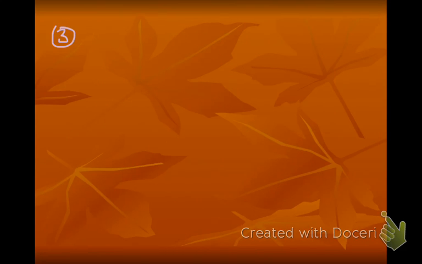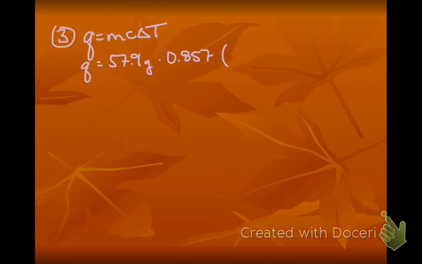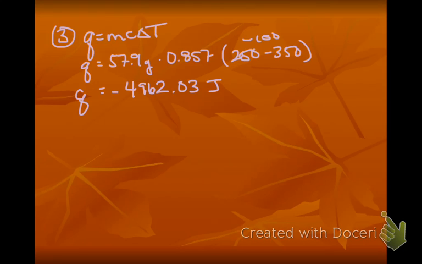Okay, in part 3, we have another Q equals MC delta T situation happening. And our Q is going to be equal to 57.9 grams again. Our C doesn't change, 0.857. And our delta T, we're going from 350 to 250 degrees Kelvin. So that's going to be negative 100. And so calculating that out, I get, again, ignoring sig figs entirely, negative 4962.03 joules. So that number being released during the process.